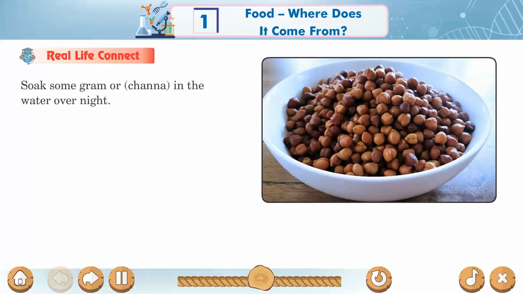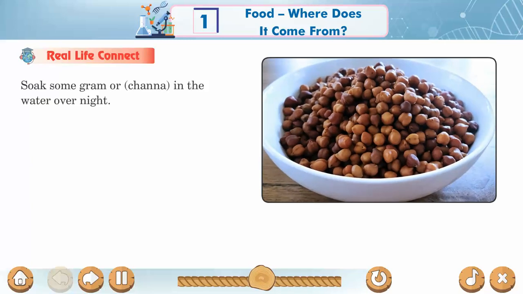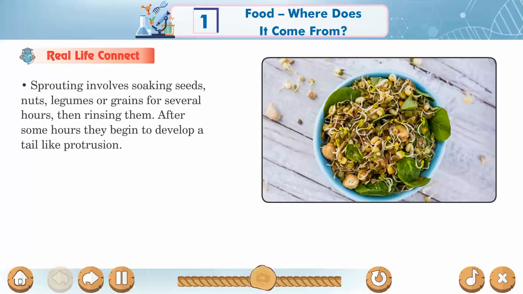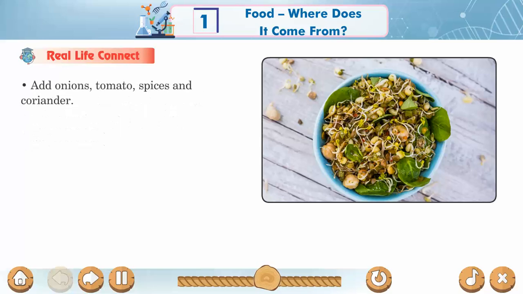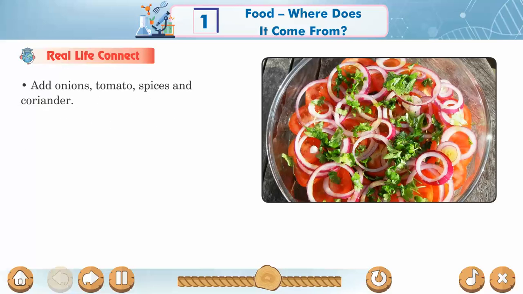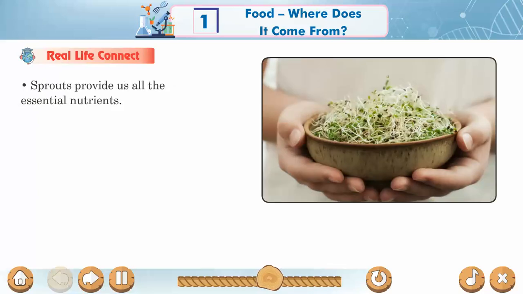Real life connect. Soak some gram or chana in the water overnight. Sprouting involves soaking seeds, nuts, legumes or grains for several hours, then rinsing them. After some hours, they begin to develop a tail-like protrusion. Add onions, tomatoes, spices and coriander. Sprouts provide us all the essential nutrients.